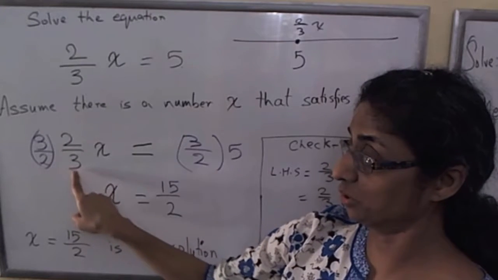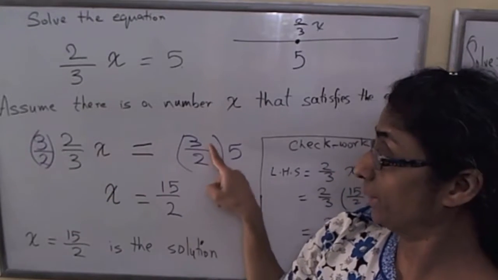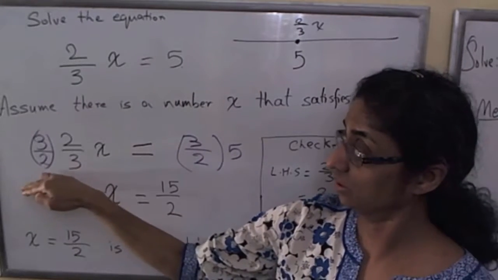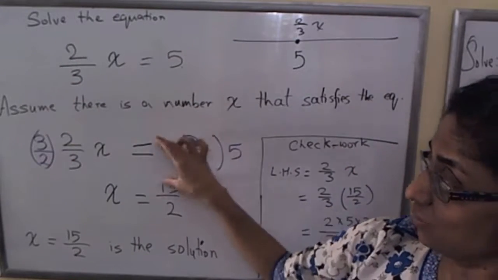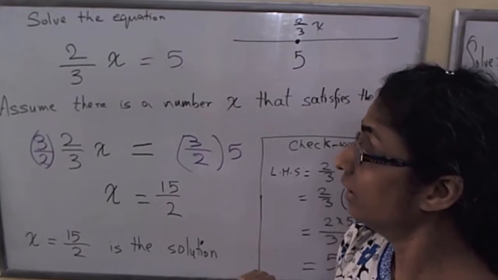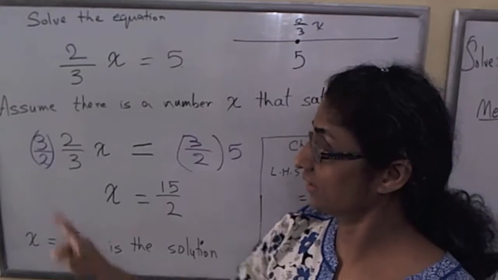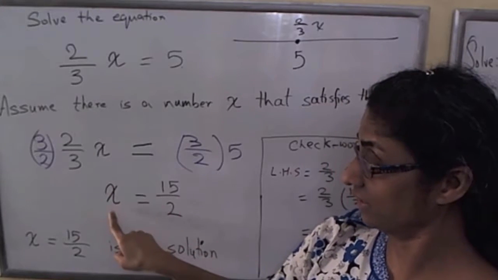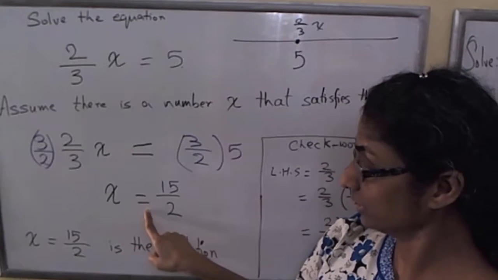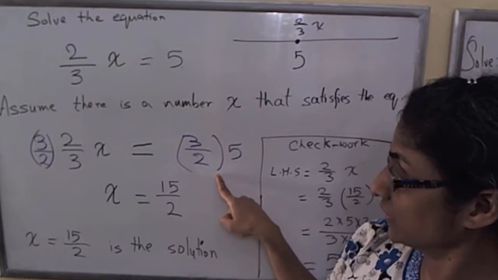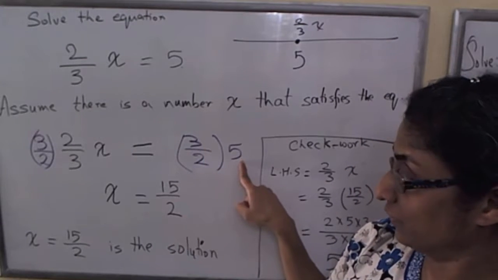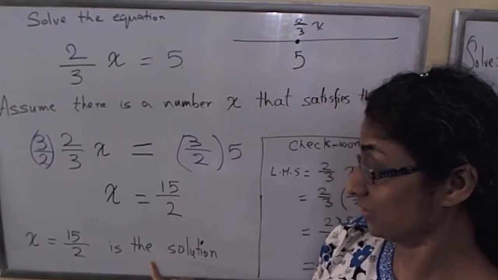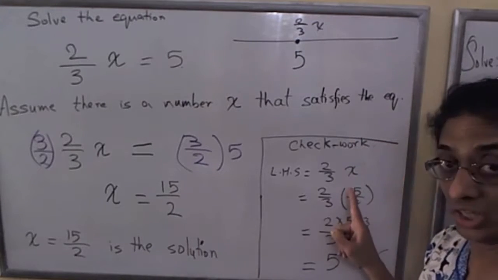So notice what I do here. I choose the reciprocal of 2/3, which is 3/2. I multiply both sides of this equation by 3/2. Notice I leave the equation as is, I rewrite it and I multiply here. Now, what would that get us? 3/2 times 2/3 we know is 1. So on this side, I now have only x, equals 3/2 times 5, which is 15/2. So x equals 15/2 is the solution, once you have done the check work.